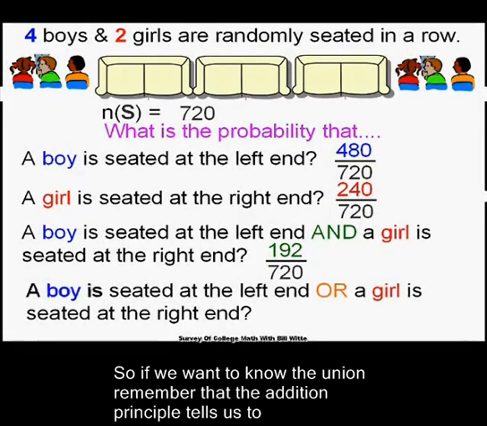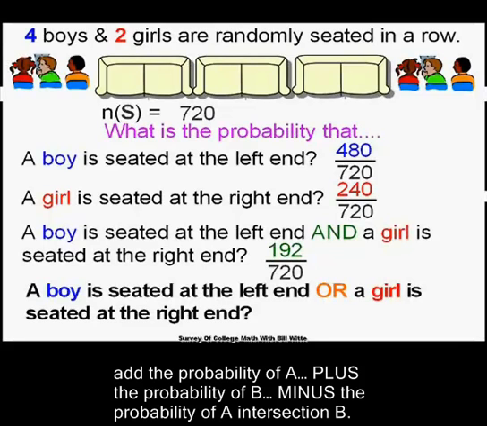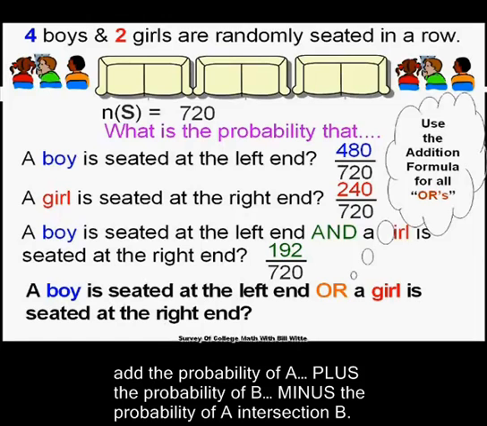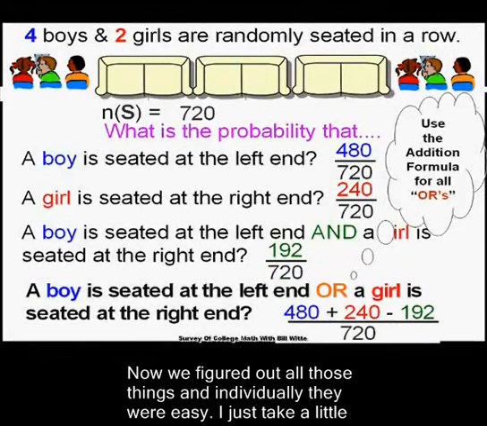Now why did I do that? I can get my OR by using the addition formula of probabilities, and that is to add the 2 probabilities of the separate events and subtract out the intersection of the 2. In this case, 480 plus 240 minus 192 over the sample space.